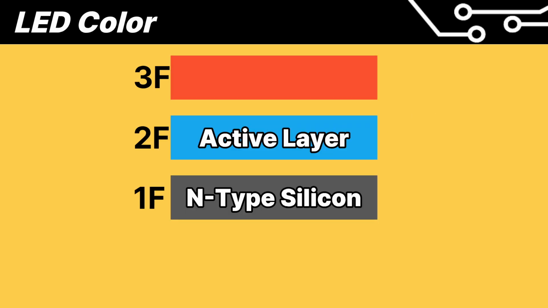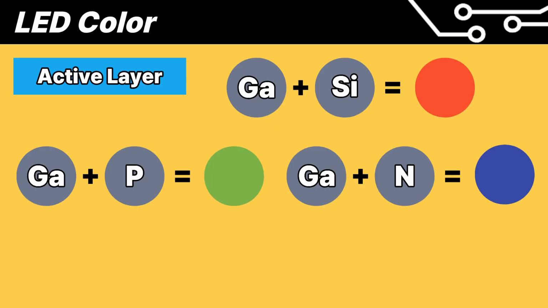The second layer is called the active layer. This is the critical layer that determines the color of the LED. For red, gallium and arsenide are injected. For green, gallium and phosphorus. And for blue, gallium and nitride.